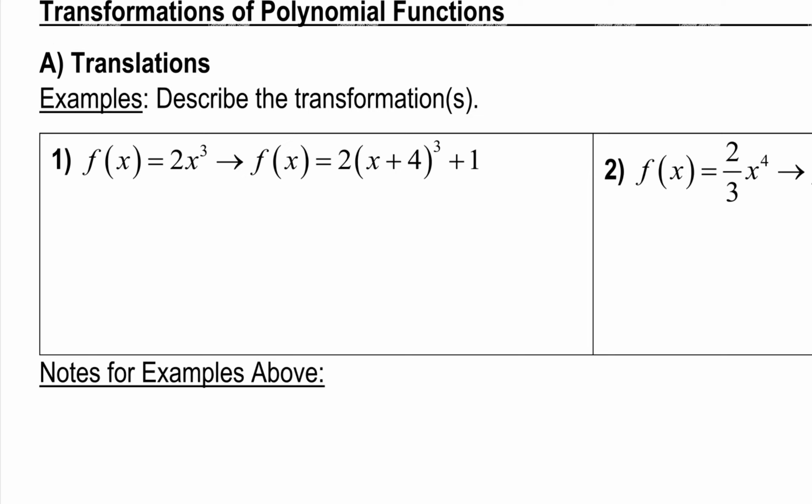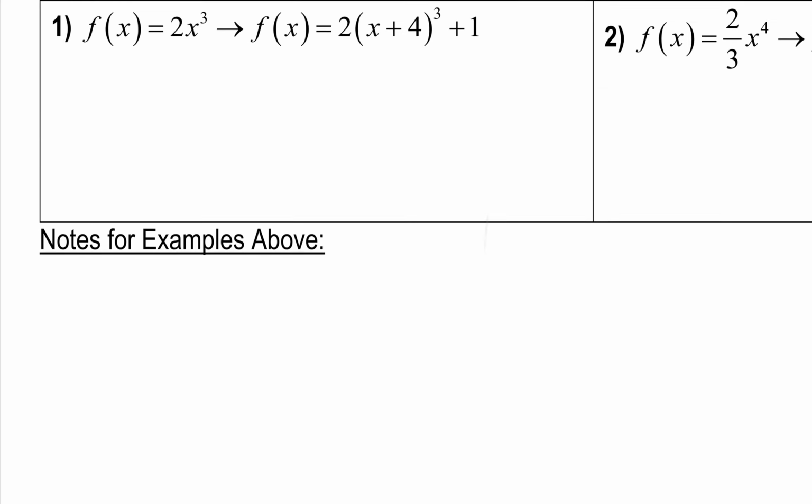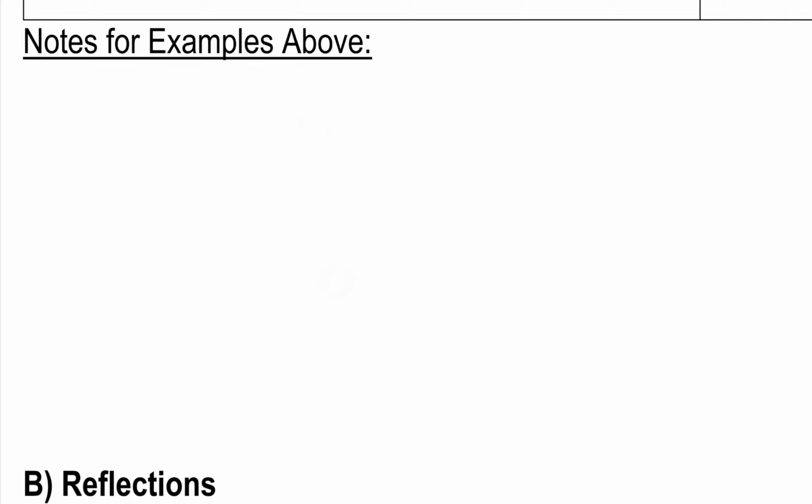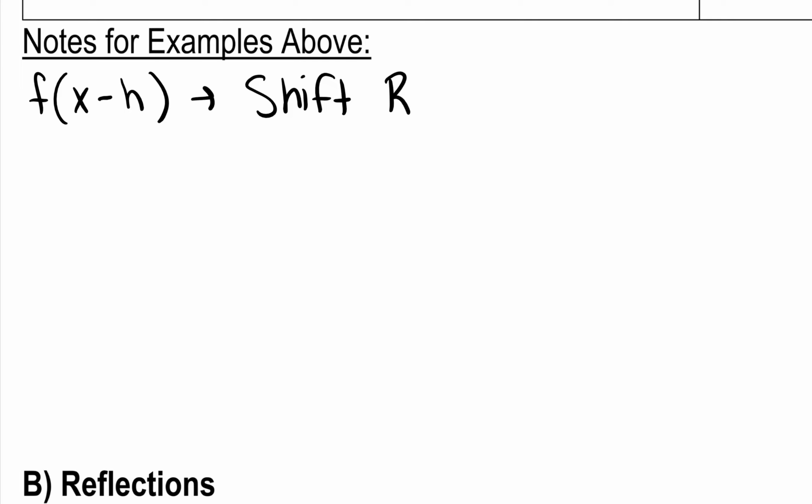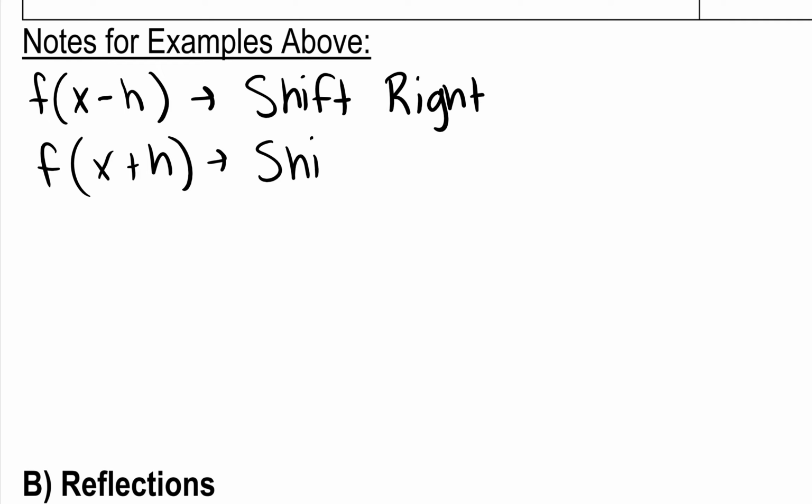The first one is translations. So if you recall, let's go ahead and write down some notes first. Then we can do the problem. If I have an x minus some number in parentheses, then I would be shifting right, even though it seems like it should go left, but it doesn't. And then, of course, the opposite: if I have x plus some number in parentheses, then I would shift to the left.